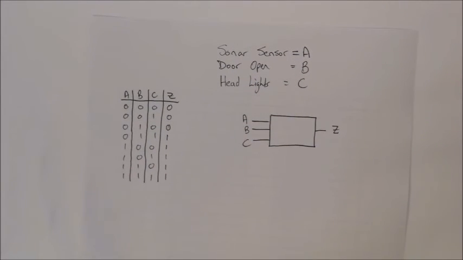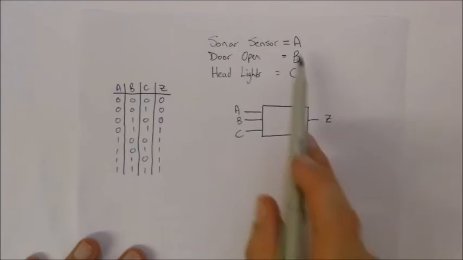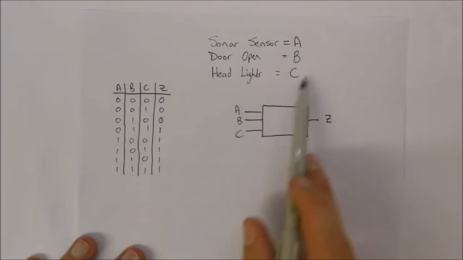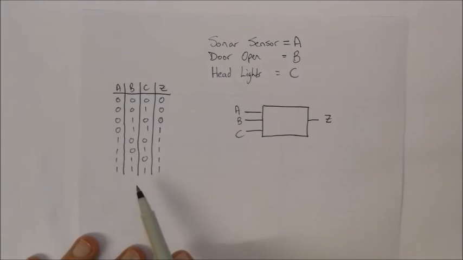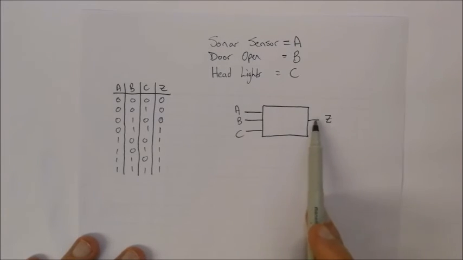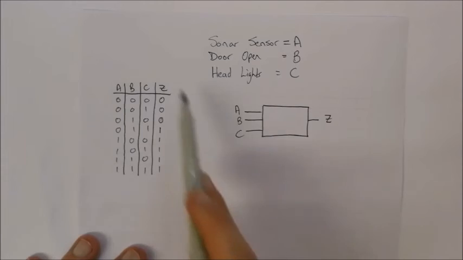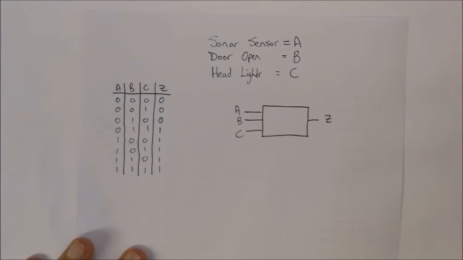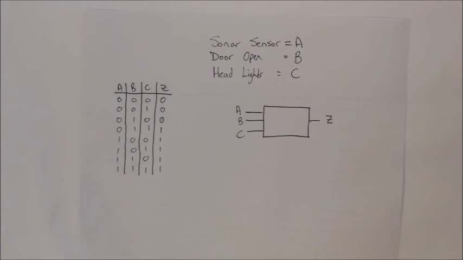Okay, so now we've looked at the one way of application where you could have this scenario where different inputs come in and you've got to generate a truth table. Or you could have a black box and you've been measuring the different inputs and the output for that combination of inputs, and you could generate this truth table.